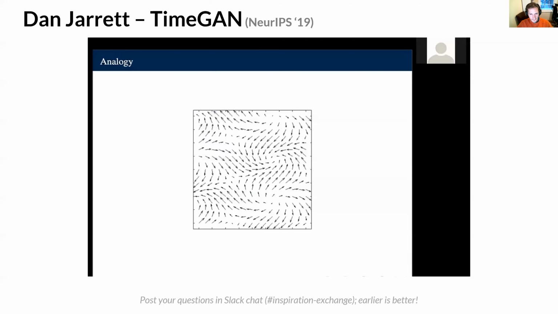Here's a visual analogy. Intuitively, this kind of works like a force field, right? Each step you take is sampled new from the GAN, but if you're anywhere near a point that you've seen before in the data, you can't stray too far from what actually happened to it in real life.